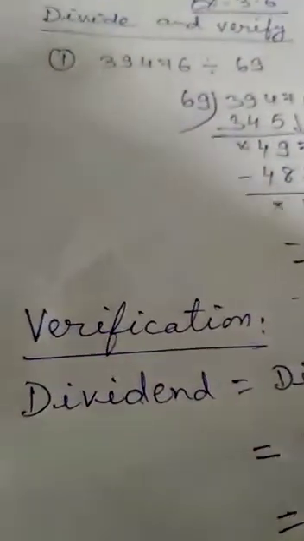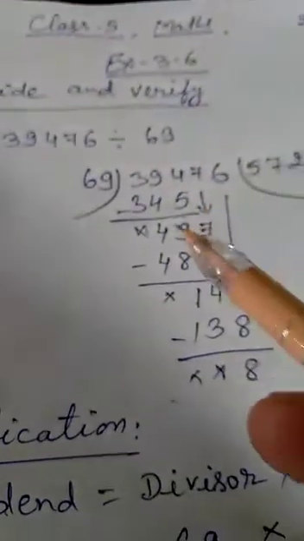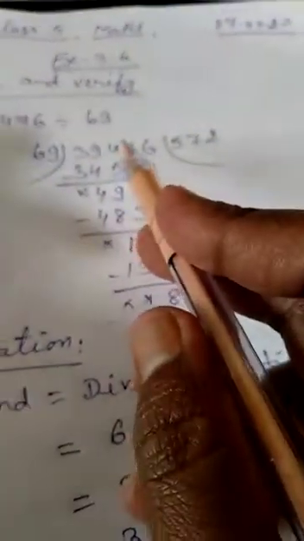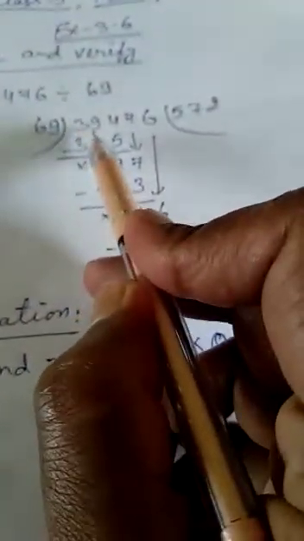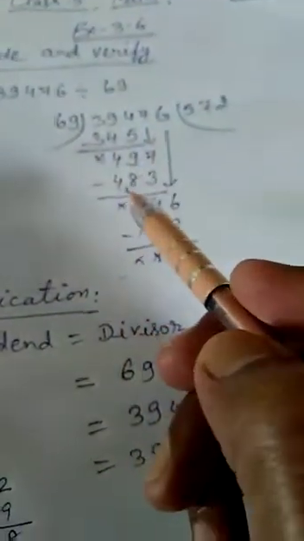Now we will start exercise 3.6. There are so many questions in this. One question I have solved for you. See, 39,476 is divided by 69. So you will write the number like this: 39,476. Now you will start dividing.